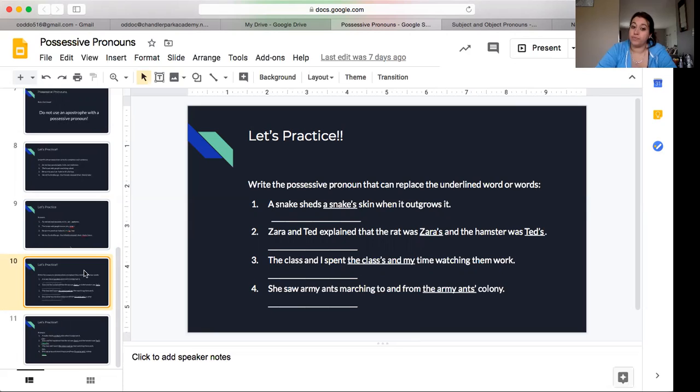the underlined words. Number 1, a snake sheds a snake's skin when it outgrows it. So what can we replace a snake's with? Number 2, Zara and Ted explained that the rat was Zara's and the hamster was Ted's. So there's 2 words underlined. We need to replace Zara's and Ted's with possessive pronouns.